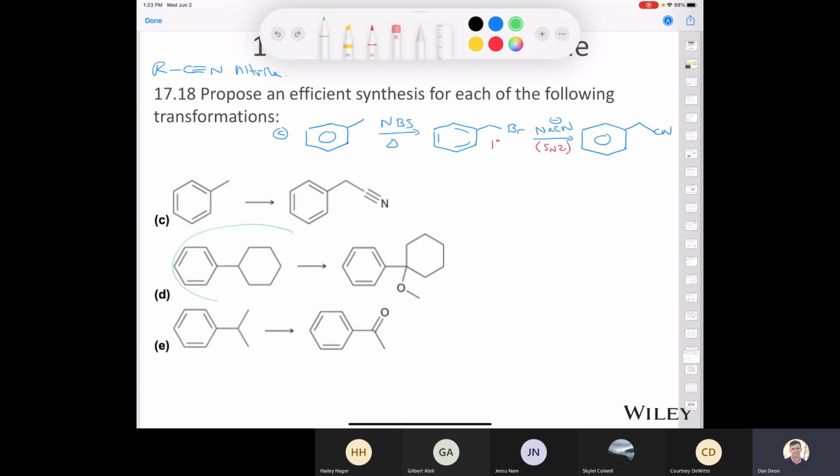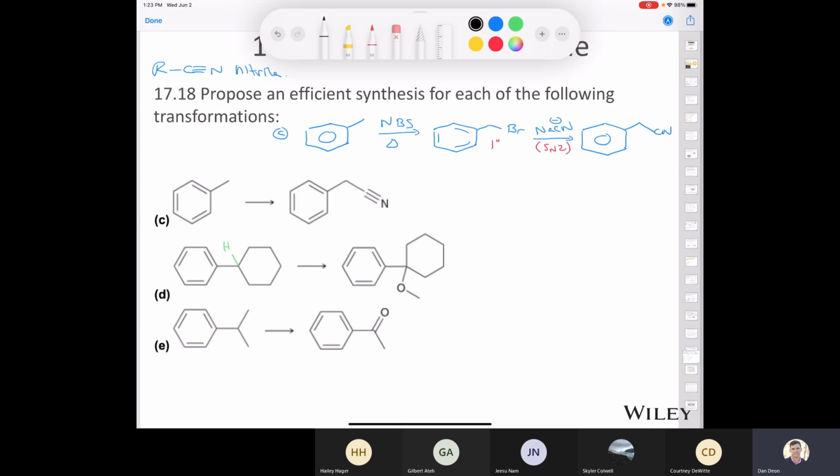We have this, which would be called cyclohexylbenzene, or phenylcyclohexane. Either one would work. It's just like when you look up the name of a compound on Wikipedia. I don't know if anybody's ever done that before, but sometimes they'll have half a dozen different names for the same compound. Well, here we have our aromatic ring, right? And we also have one proton at the benzylic position.